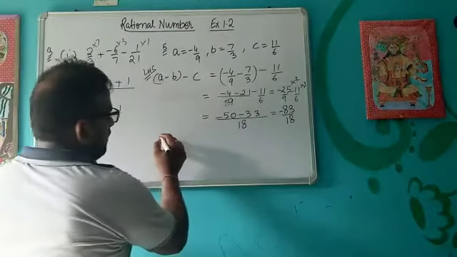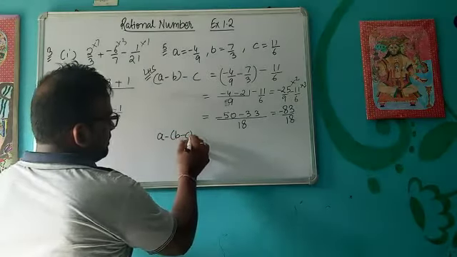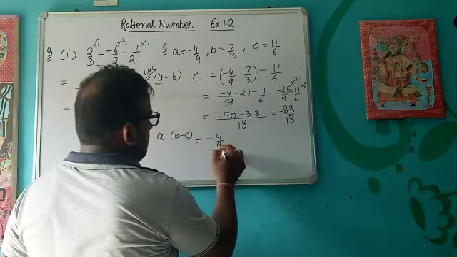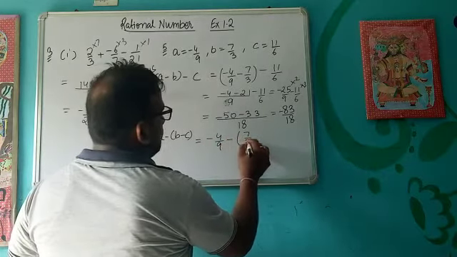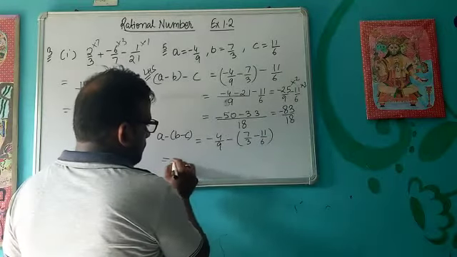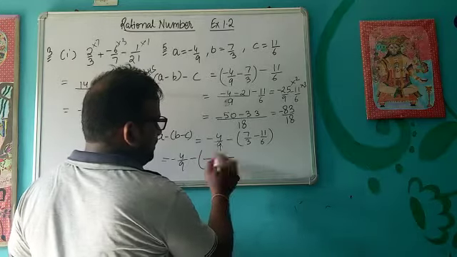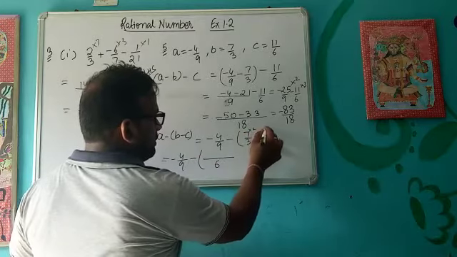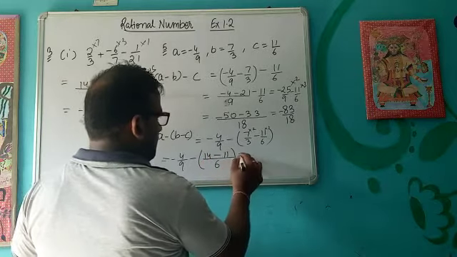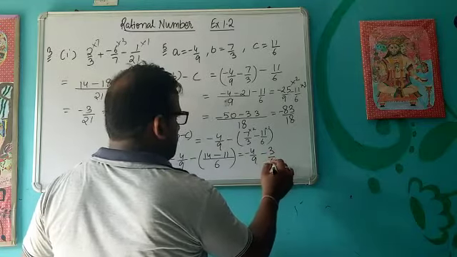Now we will calculate the value of the right hand side, that is A minus (B minus C). So what is A? Minus 4 upon 9. B is 7 upon 3 minus 11 upon 6. So minus, the LCM will be 6. 3 into 2 is 6, 6 into 1. You will get 14 minus 11. That is minus 4 upon 9 minus 3 upon 6.